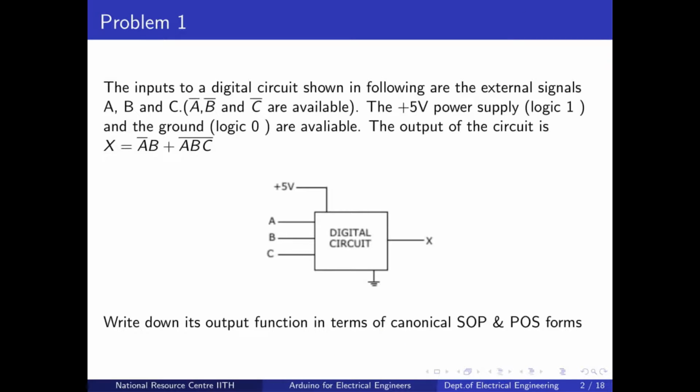The inputs to a digital circuit shown in the following are the external signals A, B and C. The 5-volt power supply as logic 1 and the ground as logic 0 are available. The output of the circuit is X = (A bar dot B plus A dot B dot C) whole bar. Write down its output function in terms of canonical sum of products and product of sums forms.